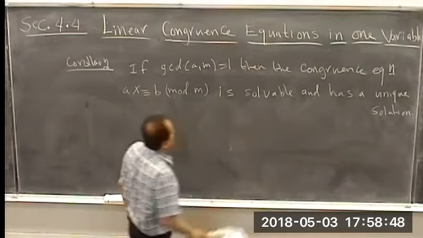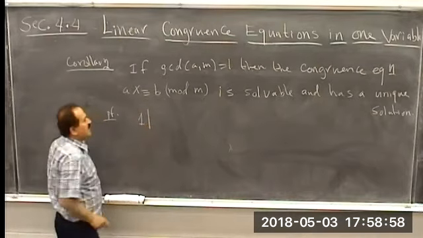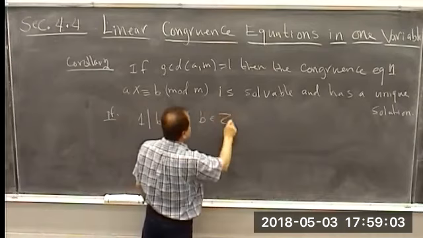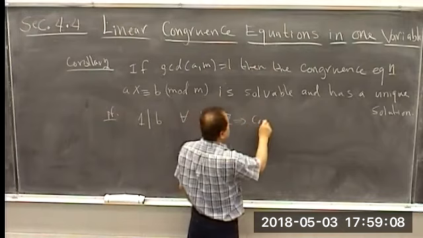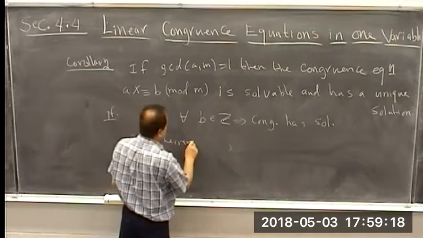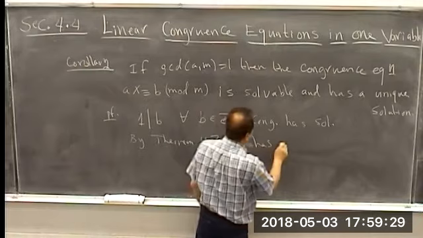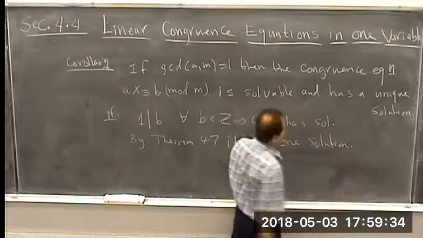The proof is very straightforward, of course. Since the greatest common divisor is this, and we have 1 divides b for every b in Z, this implies that the congruence has a solution. And by my previous theorem 4.7, it has d solutions, the number which is the greatest common divisor.